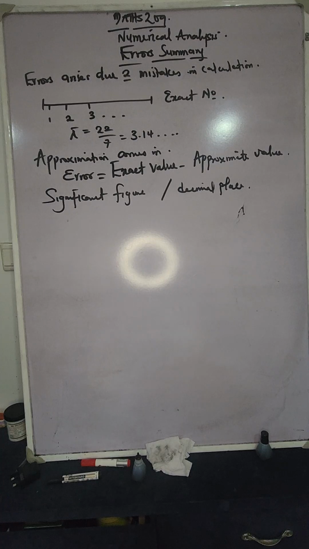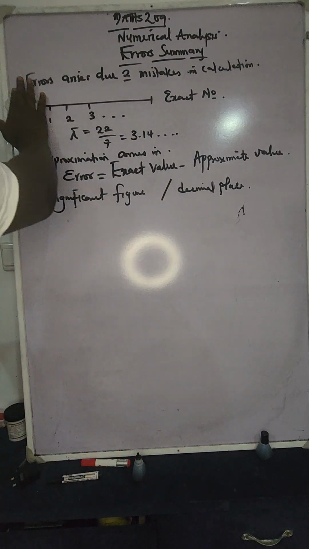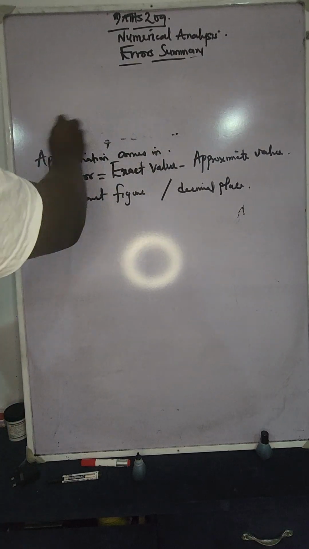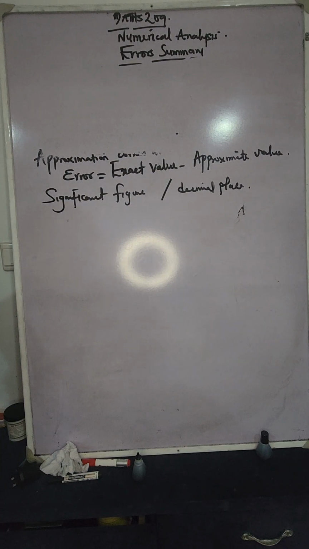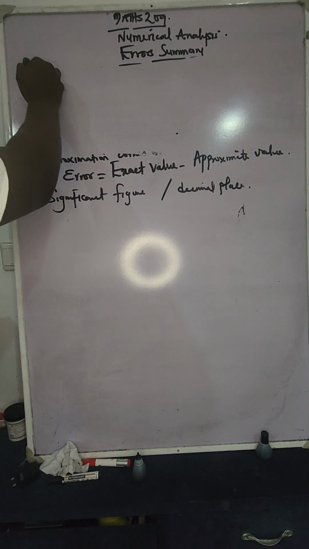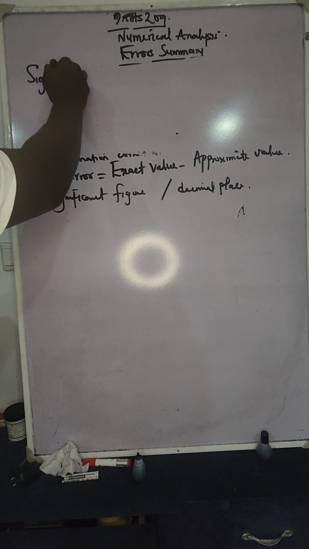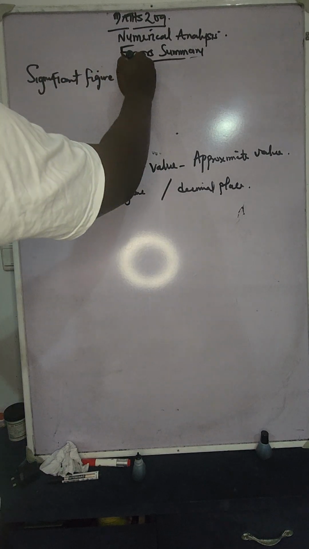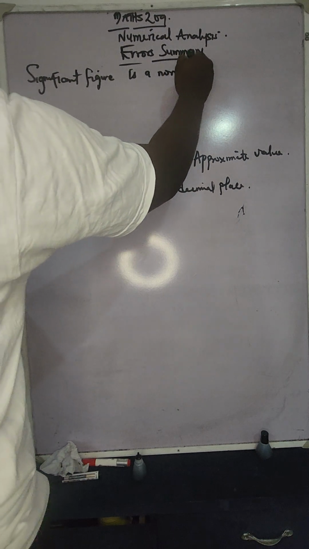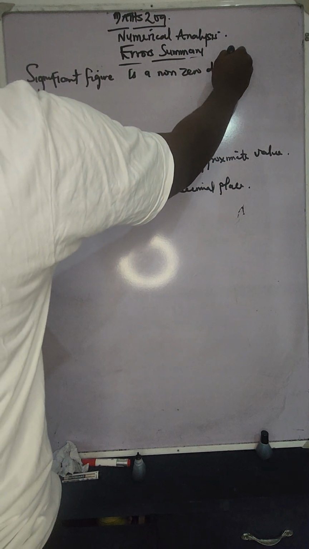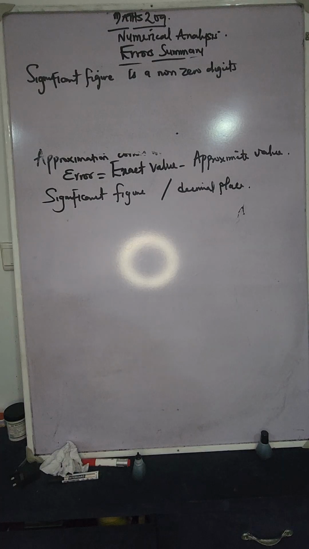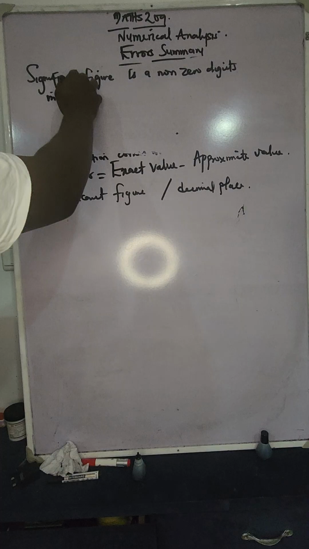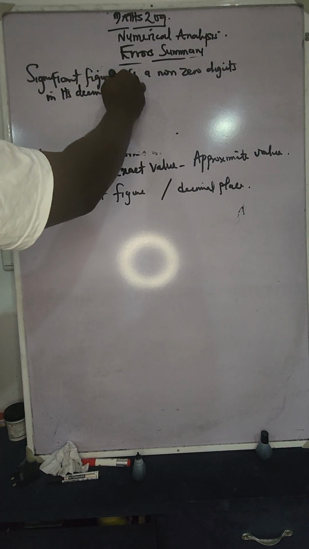So I said that a significant figure, let's write that out quickly. A significant figure, as it were, is a non-zero digit. Did you see that? A significant figure is a non-zero digit in its decimal representation.